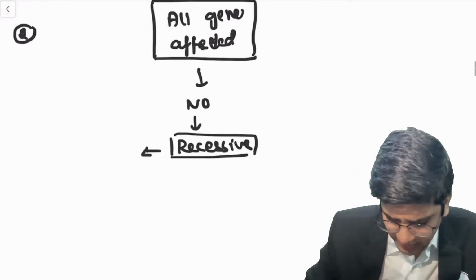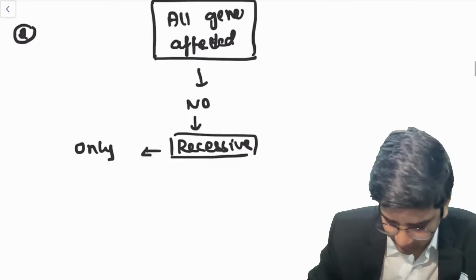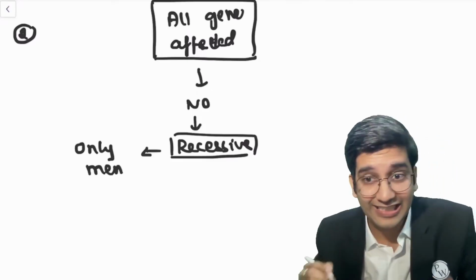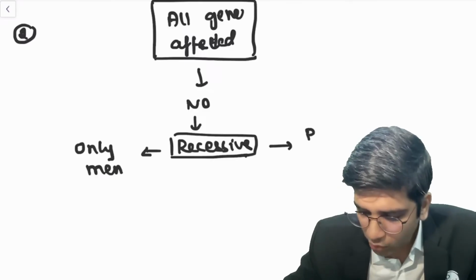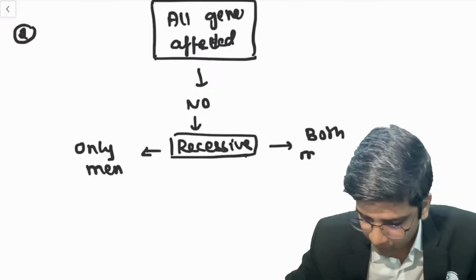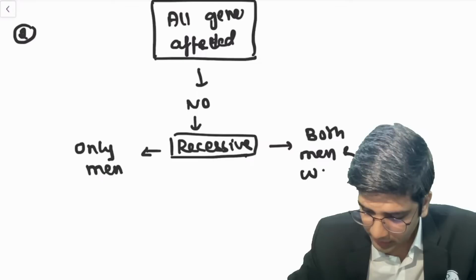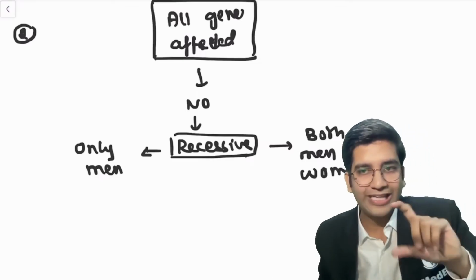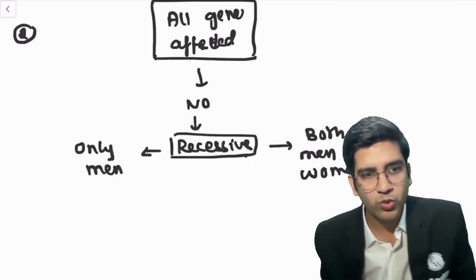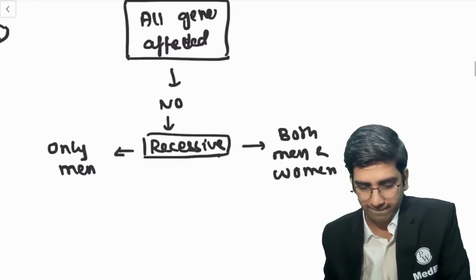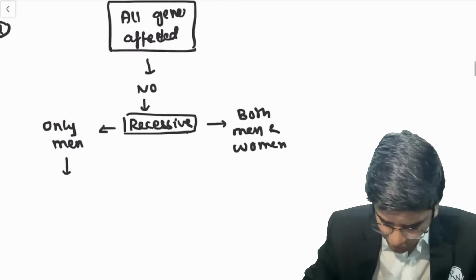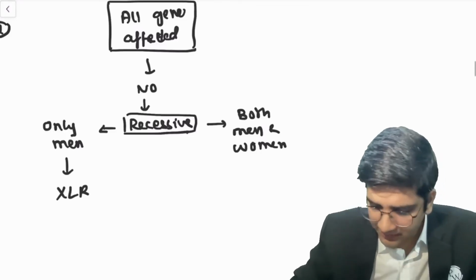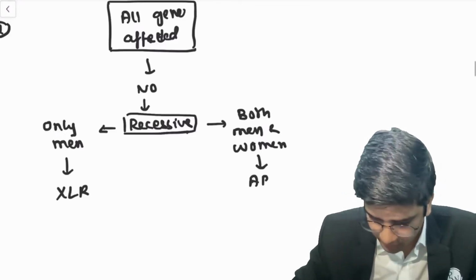In one recessive disorder, only men will be affected. In the other recessive disorder, both men and women are affected. Okay. Which will have only men affected? X-linked recessive or autosomal recessive? Which will have only men affected? Has to be an X-linked recessive. If it's both men and women, it has to be autosomal recessive.